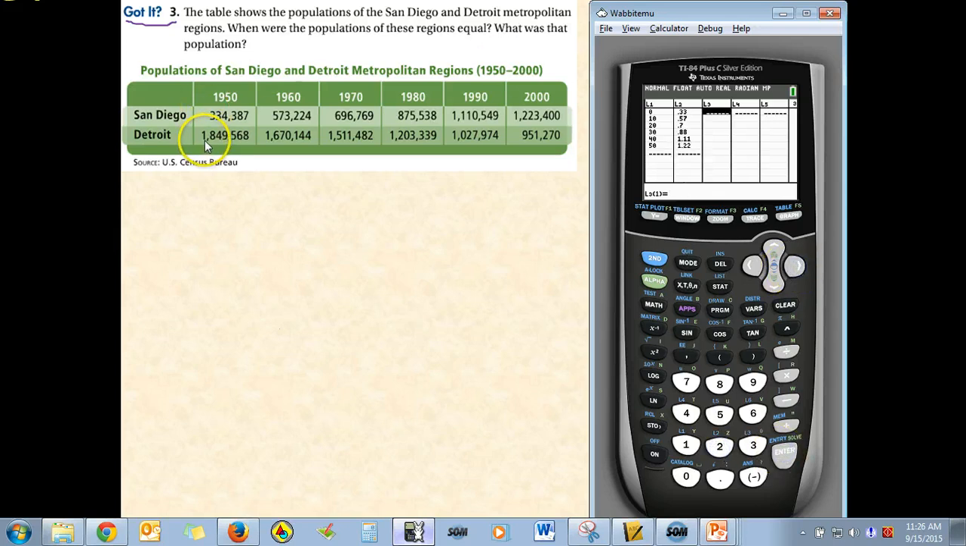Then list 3, this would be 1.85. 1.67. 1.51. 1.20. 1.03 and 0.95.